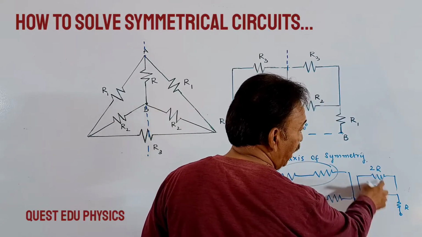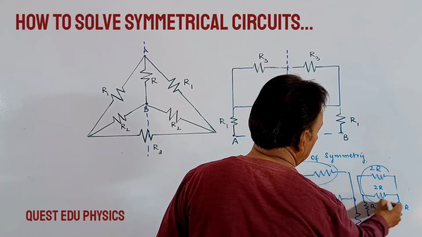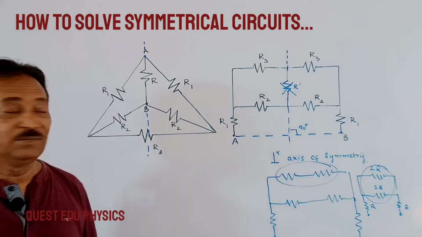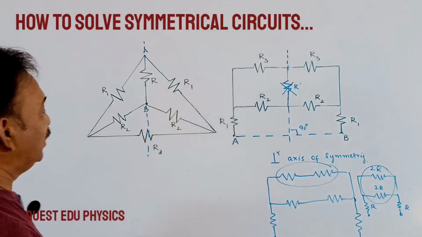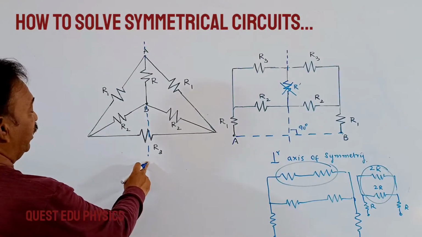Then these two are in parallel. You know what you have to do. And again, the effective resistance is in series with these two. In that way, we can solve the circuit. The same thing happens with this one also. Here, locate an axis. Here, I have already located it.